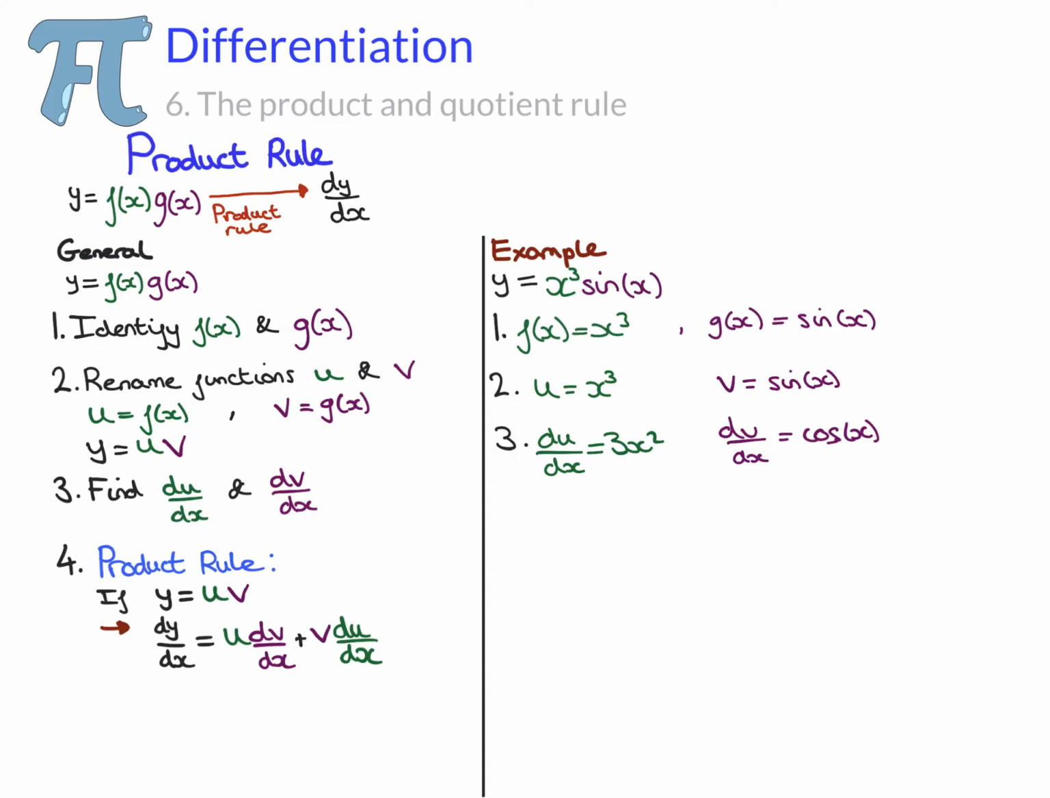The product rule says that if y is equal to uv, then dy/dx is equal to u times dv/dx plus v times du/dx. Simple to remember, and we already have the ingredients written out. Take the first function, x cubed, and multiply it by the other function differentiated, cos x. Then add this on to the second function, sine x, multiplied by the first function differentiated.